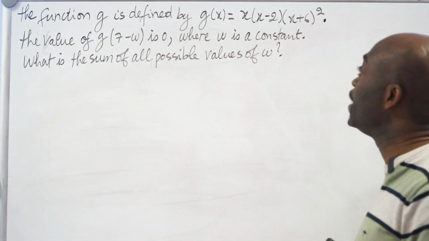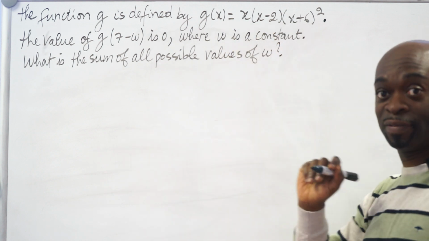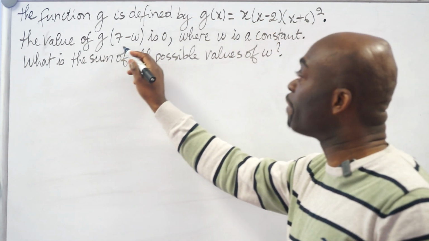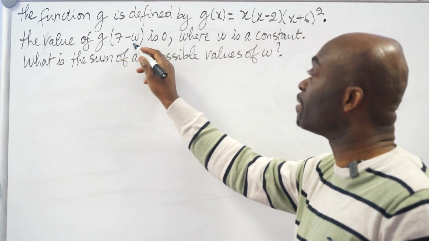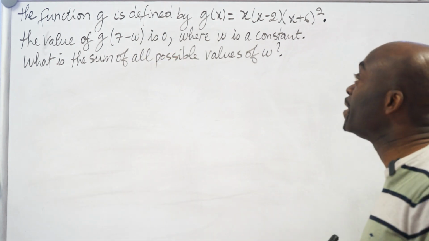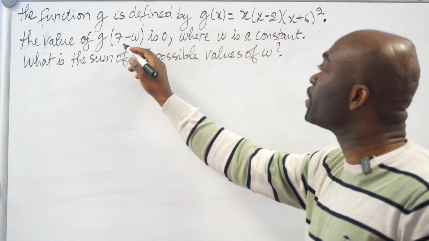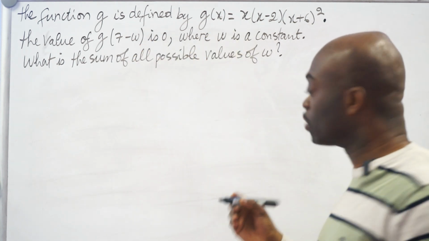So what's really happening here? The first thing we've got to do is, we have the g of x, okay? So what else do we have? We have g of 7 minus w is 0. So what does that mean? That means we can substitute x with 7 minus w. We can do that. Let's go for it.